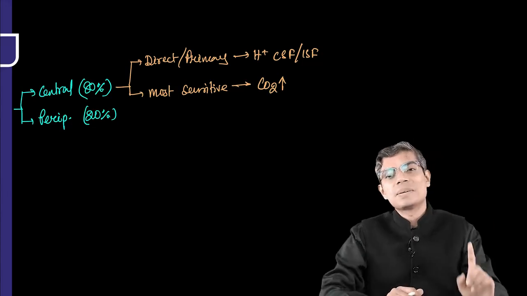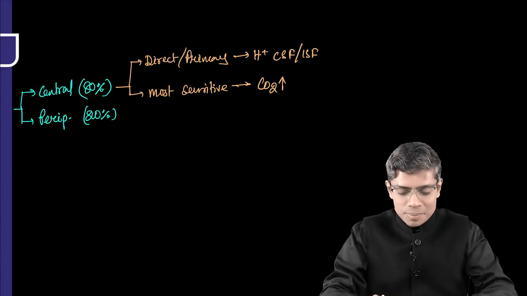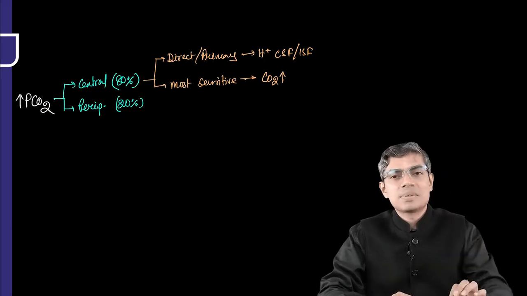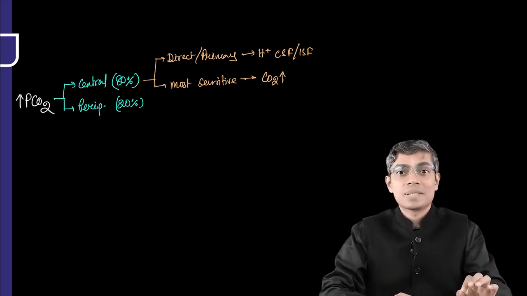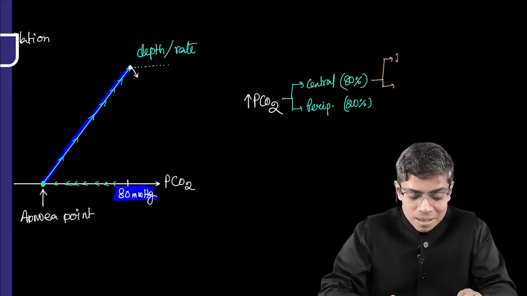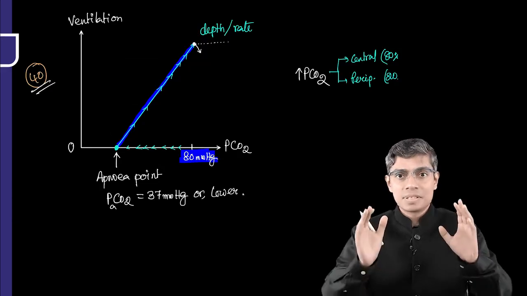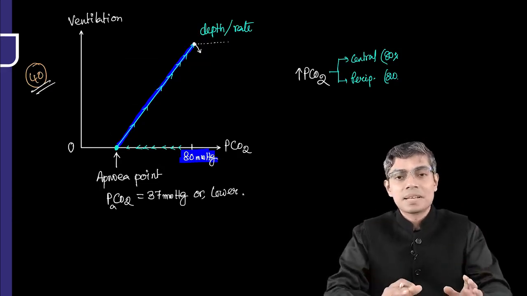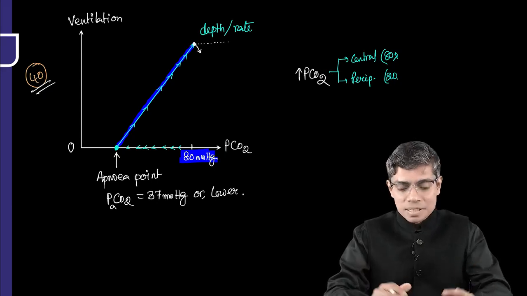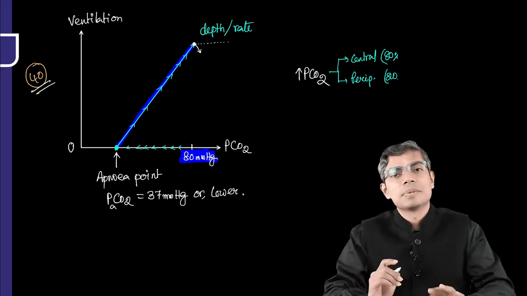So for both the peripheral chemoreceptor as well as the central chemoreceptor, the most sensitive stimulus is carbon dioxide, and that's why carbon dioxide is one of the important stimuli for peripheral as well as central chemoreceptor. So this graph you must remember.